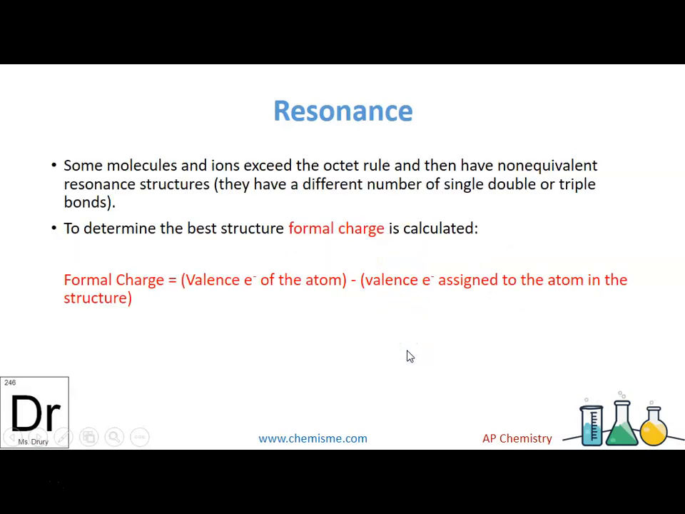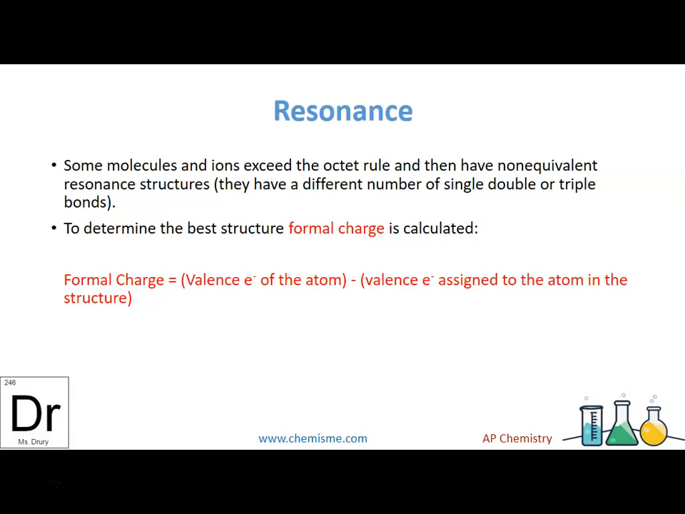So some molecules and ions exceed the octet, we saw that in the previous video, and they might not have equivalent resonance structures. One of them might be better than the other. They might have different numbers of double or single or triple bonds. So to determine the best structure, we might use formal charge. And if we use formal charge, the formula is here. You should write it down.